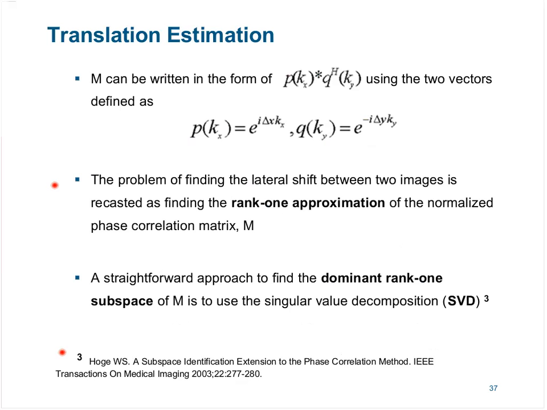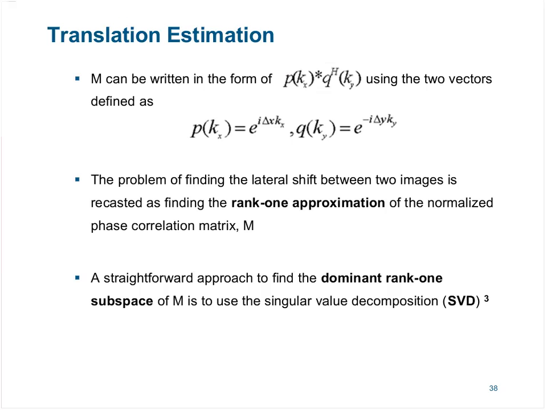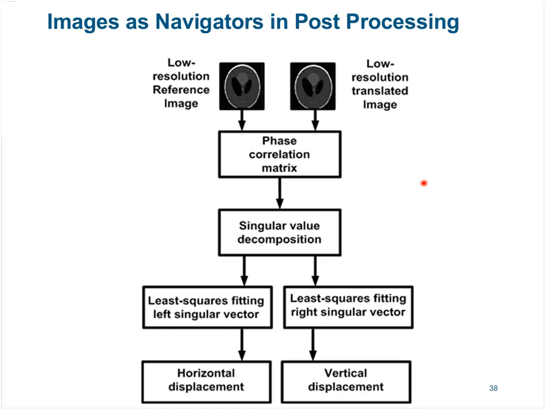And the problem of finding the lateral shift between two images is now recast as finding the rank 1 approximation of the normalized phase correlation matrix M. And a simple approach to find the dominant rank 1 subspace of M is to use the singular value decomposition method. And these are the processes involved.